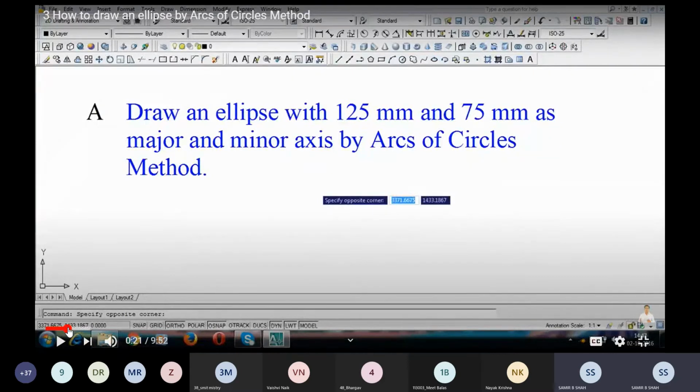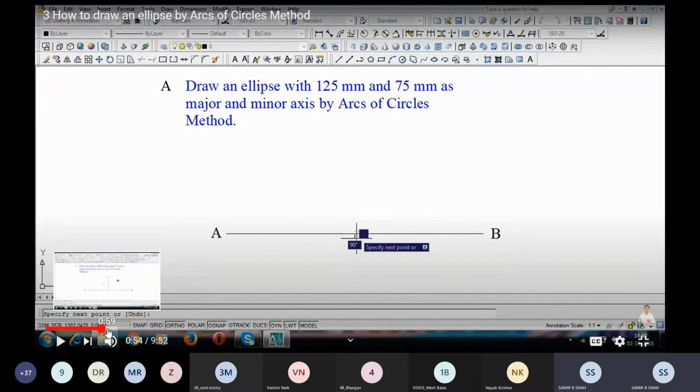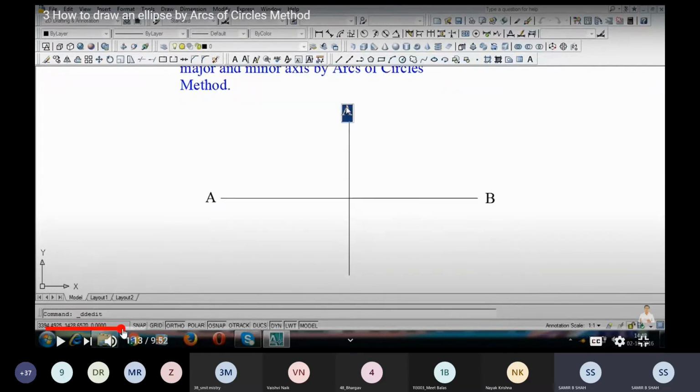Draw an ellipse with 125 mm and 75 mm as major and minor axes. So first of all, what you have to do? You have to draw first the major axis, which is considered a horizontal line, that is 125 mm. In the same way, the other line is 75 mm, which is a vertical line, but it must pass through the center of the 125. Okay, so I am getting two lines. One is the 125 mm, mention the name AB, and the other line is considered as CD.